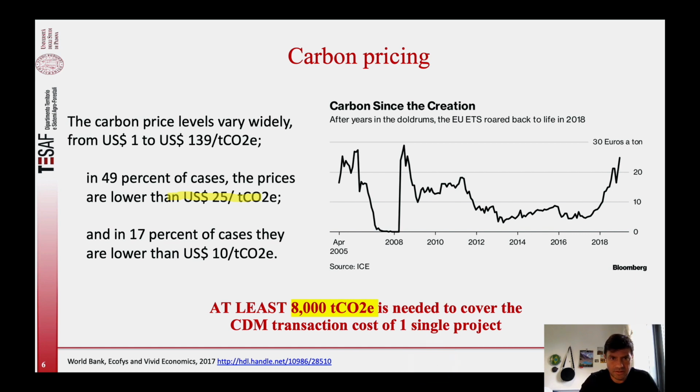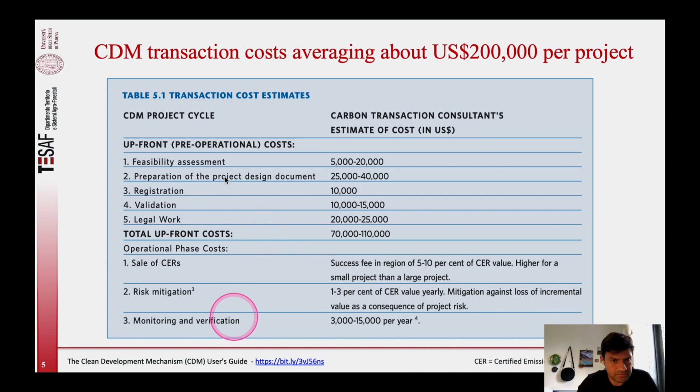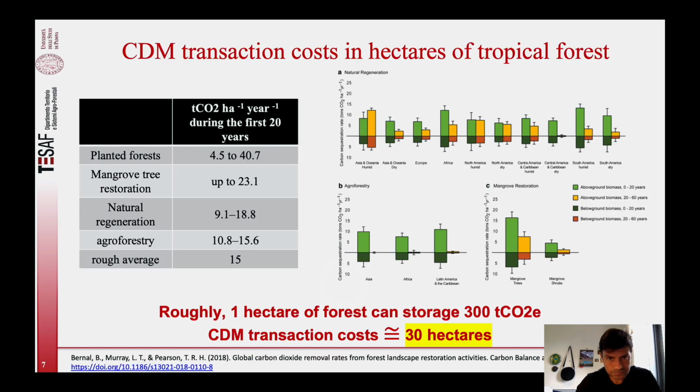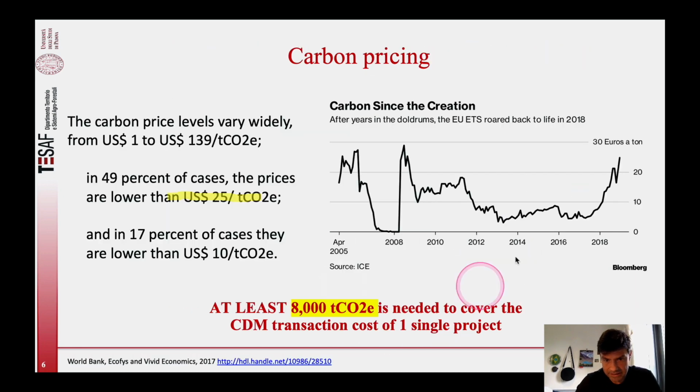those. It's not connected to implementation. It's just transaction cost to guarantee that your carbon is certified and to be able to sell it to a buyer. Yeah, 8,000 tons of CO2 equivalent.